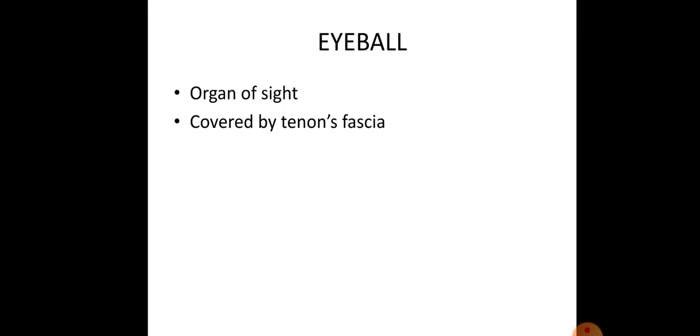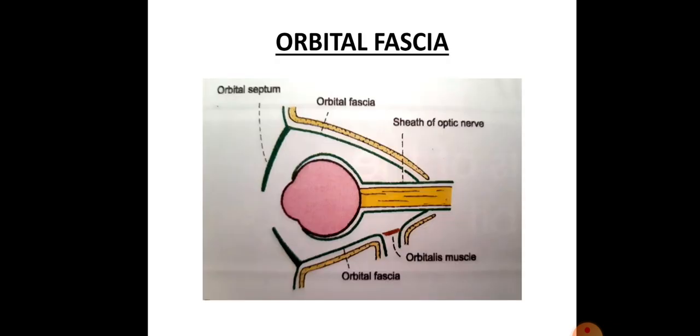Eyeball. It is an organ of sight. It is covered by Tenon's fascia. We will see in detail about the eyeball in next class. Orbital fascia. Orbital fascia lines the inner surface of the orbital cavity. Superiorly and inferiorly, this orbital septum blends with the periosteum of the surrounding bones, means the bones forming the margins of the orbit.